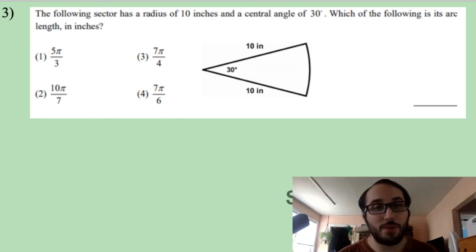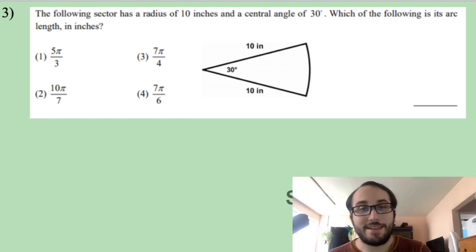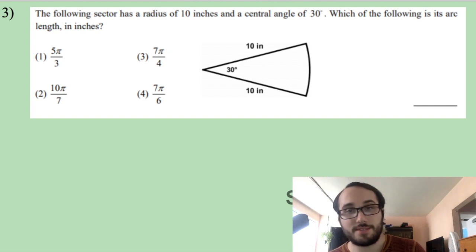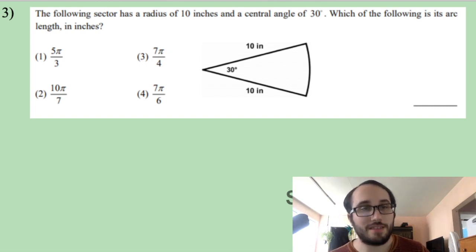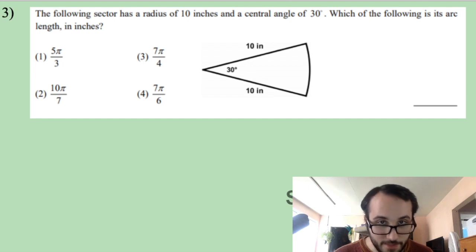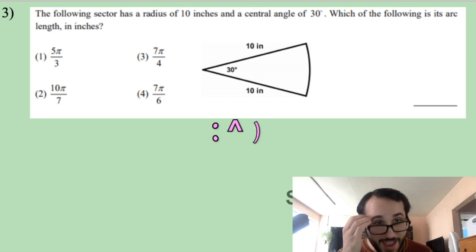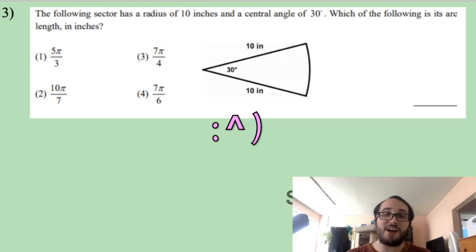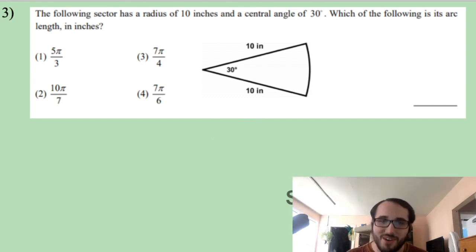Okay, so let's get to a little bit more interesting problem. It says the following sector has a radius of 10 and a central angle of 30 degrees. Which of the following is the arc length in inches? That's funny. And it's funny because none of you reached out to me to tell me that this question is wrong. This was done on purpose. So yeah, this is a question that we can't answer yet.